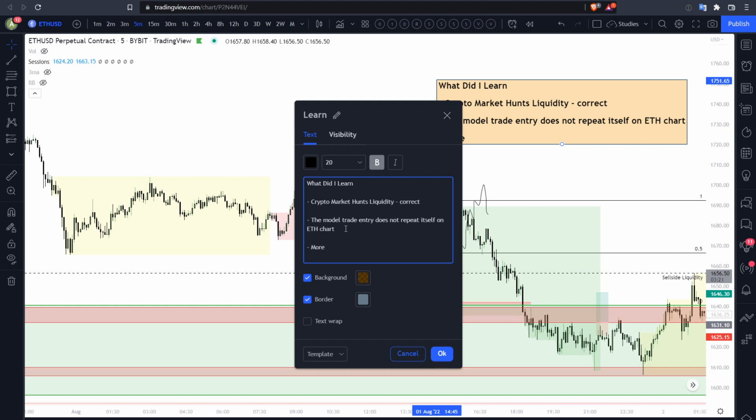So I learned that more trade setups are forming during the session. Yeah, be prepared to look for them.